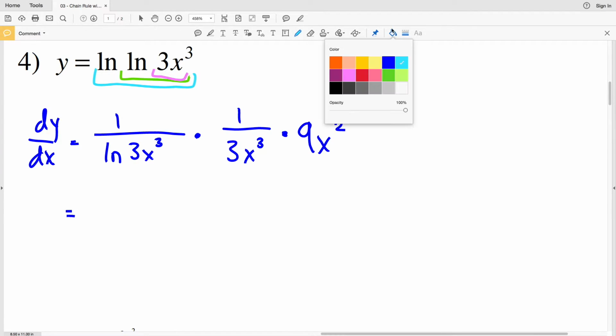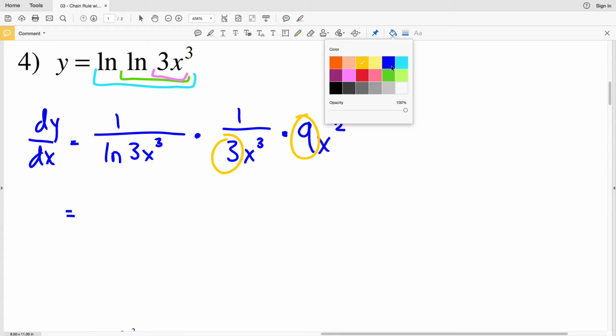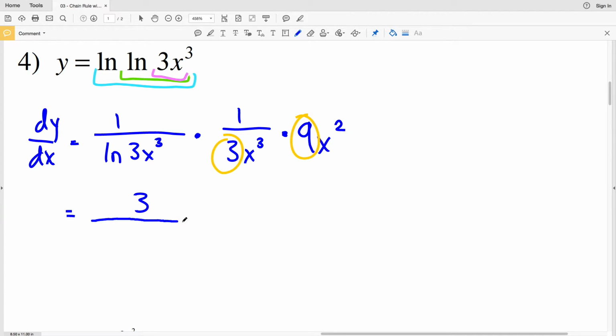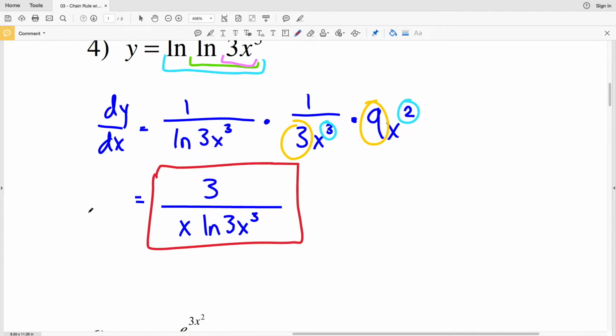Now we'll simplify, and I'll simplify by looking at these last two terms. 3 goes into 9 evenly, that's 3 times, so we'll have 3 in the numerator, and x squared over x cubed is x to the 2 minus 3, which is x to the negative 1, which gives us 1 over x. So 1 over 3x cubed times 9x squared is 3 over x, but we're multiplying this by 1 over the ln of 3x cubed, so that's 3 over x times the ln of 3x cubed. That is our derivative, the derivative of y with respect to x in number 4. Now on to number 5.